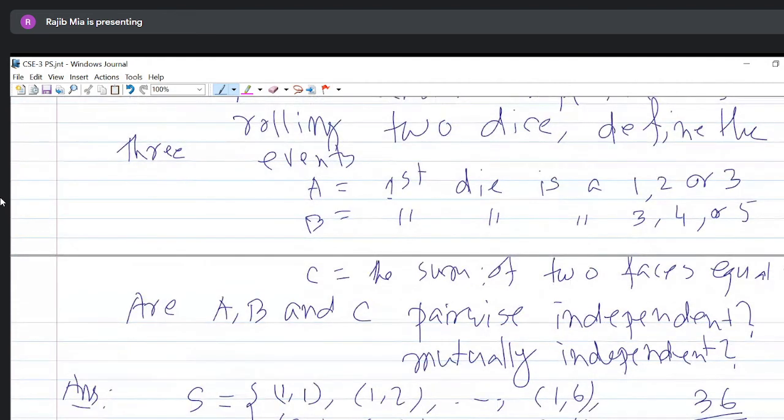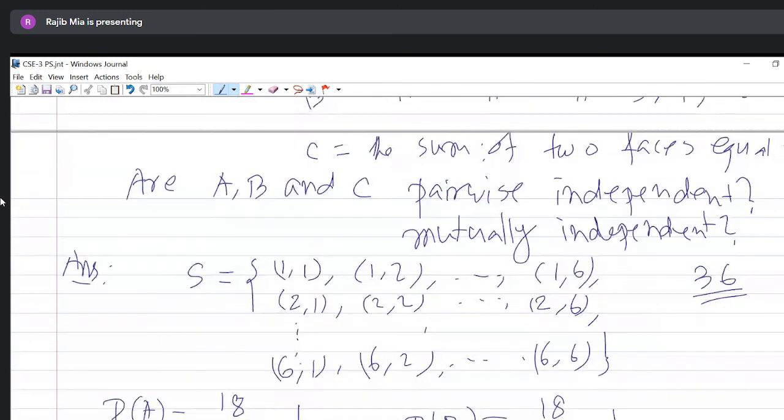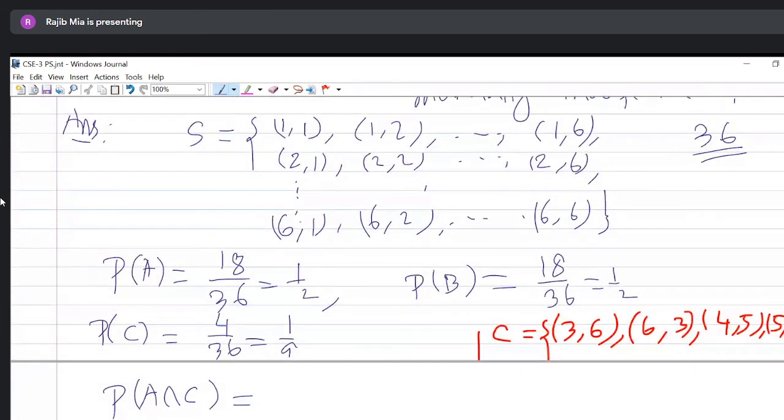A intersection C: A means the first die is 1 or 2 or 3, and C means the sum of the two faces equals 9. So A intersection C means the first die is 1 or 2 or 3, and the sum is 9. Only one possibility, that is 3 comma 6. So probability of A intersection C is 1 by total number of outcomes, that is 36, 1 by 36.